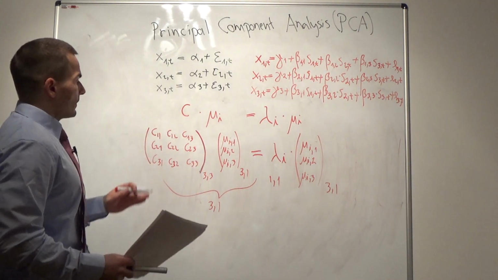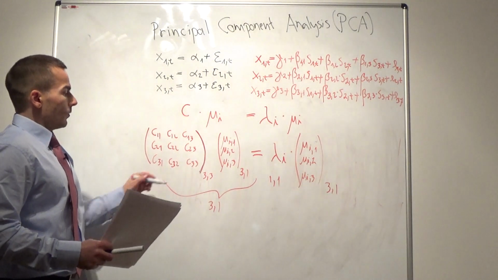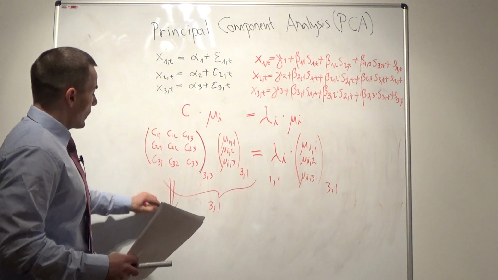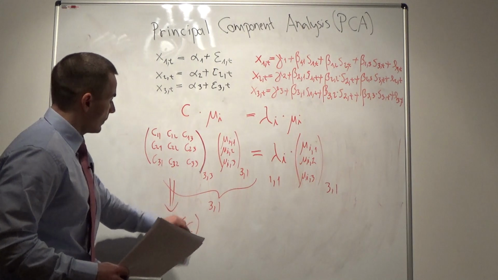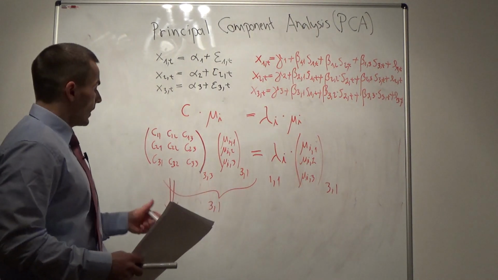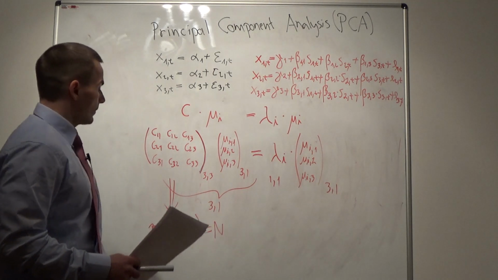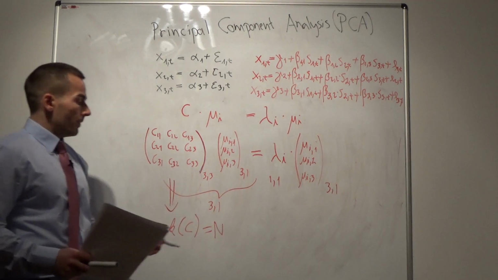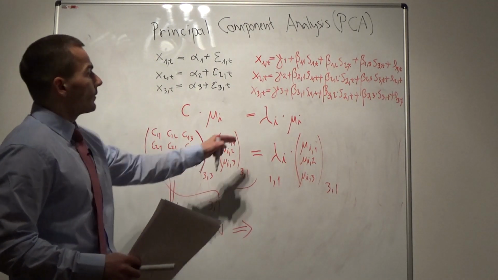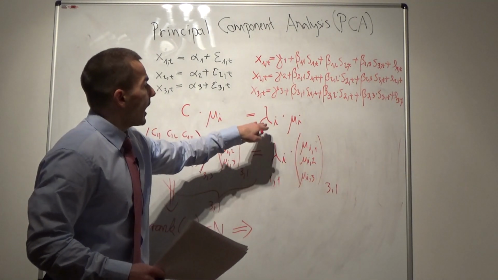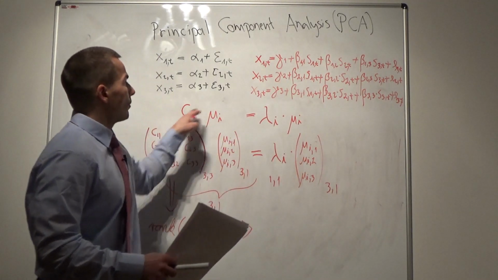So, every matrix that has full rank, every regular matrix, if the rank of C, and we have, let's say, n data vectors, if the rank of C is n, in our case it's 3, then it follows that we have 3 corresponding eigenvalues and 3 corresponding eigenvectors that can solve this equation.